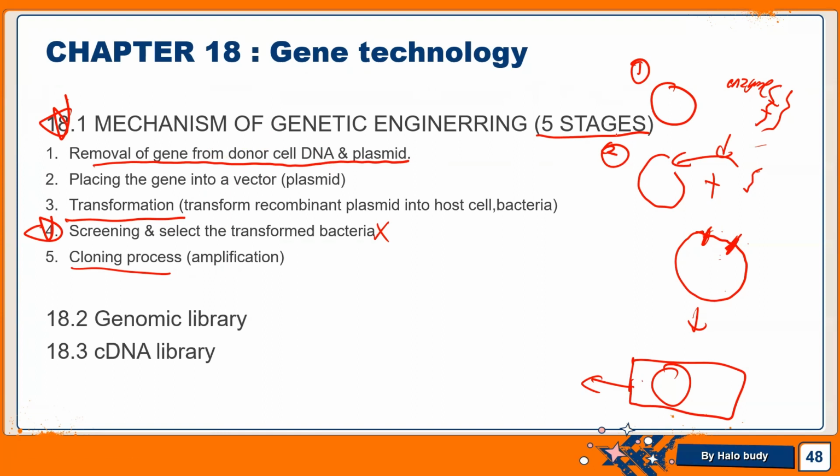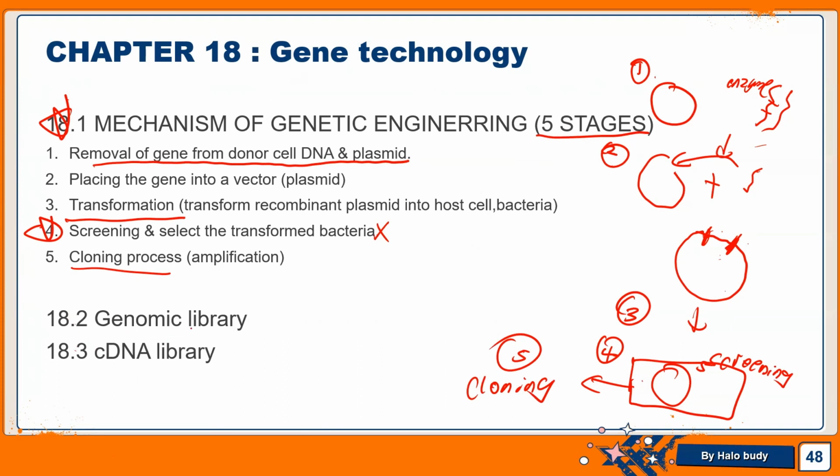This is explained just in detail form. So this is the first, second, third, and the fourth is the screening process. You have to screen and select, and then the fifth is the cloning process. Cloning produces a very large amount of bacteria. Okay, and then the second and third are the genomic library and cDNA library.